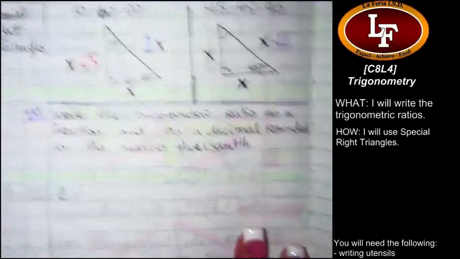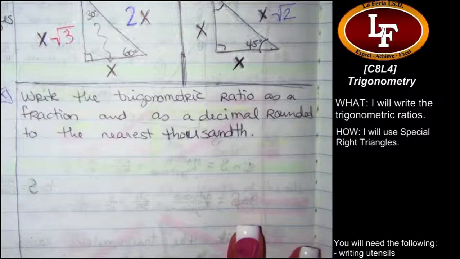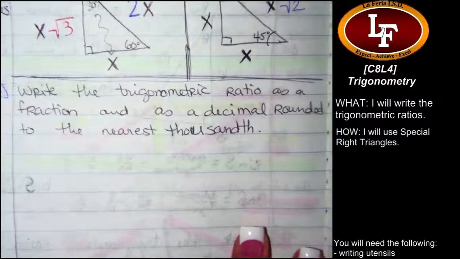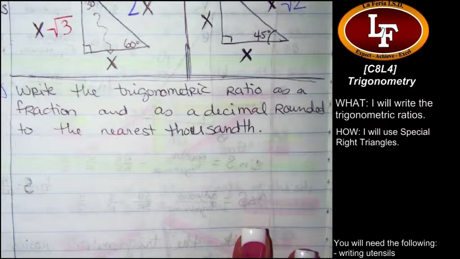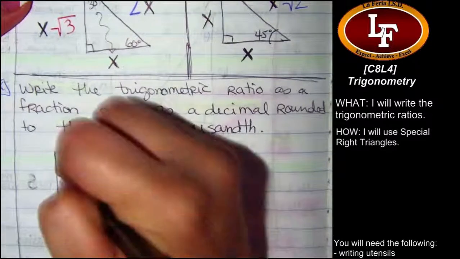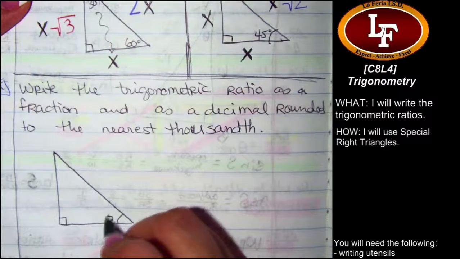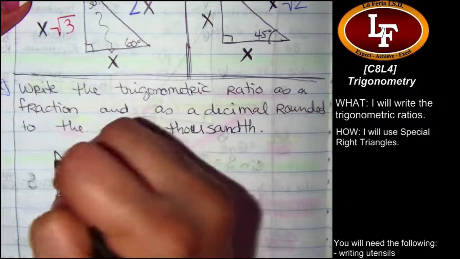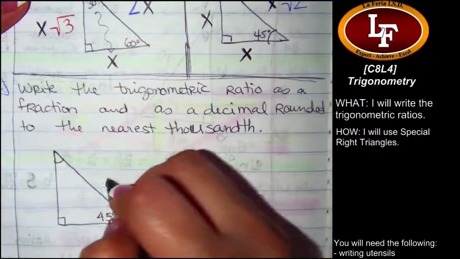So how many decimal places are you going to have? 3. Why is it 3? Because 1,000 has 3 zeros, and so you're going to give 3 places after the decimal point. All right, let's draw our first figure. We're going to have a triangle that looks something like this.